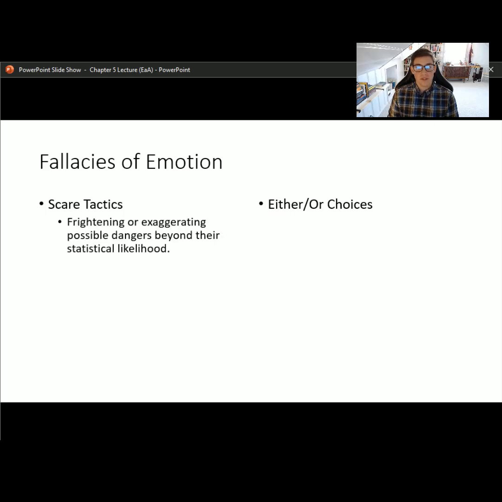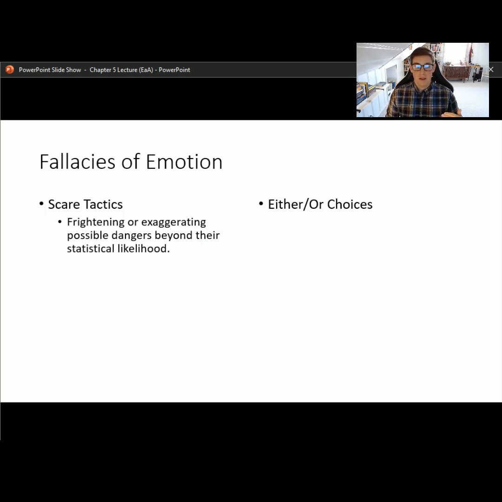So first up, we have scare tactics, and this is when somebody who's arguing, a rhetor, an author, a speaker, uses frightening statistics or exaggerates the possible dangers of those things beyond their statistical likelihood. So for example, if somebody were to exaggerate the chances of being struck by lightning.